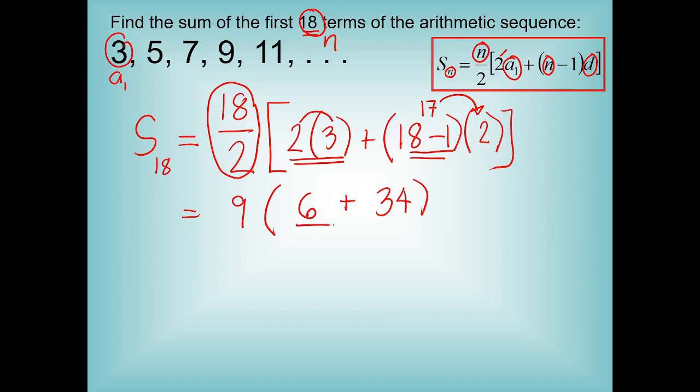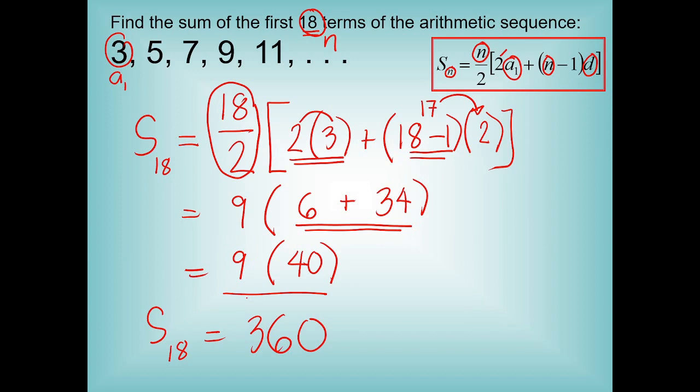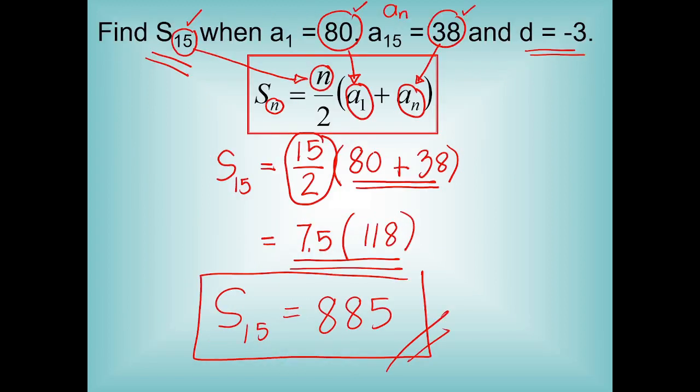Next, add the two numbers here. 40. And what is 40 times 9? There you have it. This is the answer to our question. This is the sum of the first 18 terms. 360. Okay? So, if you look at the difference, look at the first example.